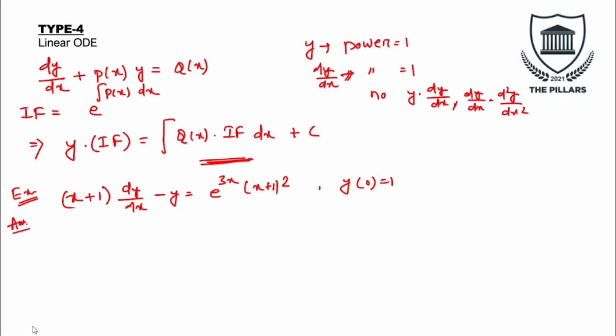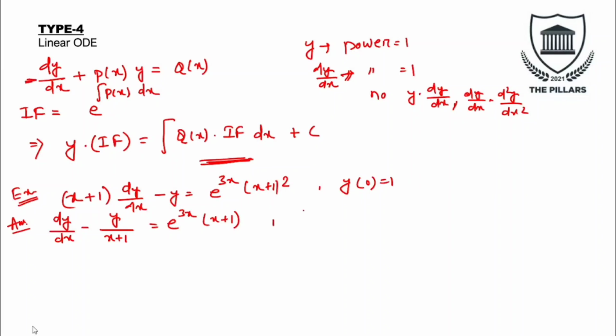You see, here we have an x + 1 term, but we have to make the coefficient of dy/dx equal to 1 first. So let's divide all the terms by x + 1. Then this equation becomes dy/dx − y/(x + 1) = e^(3x)(x + 1), since after dividing by x + 1, only one x + 1 will remain here. Now we got the same form as discussed.